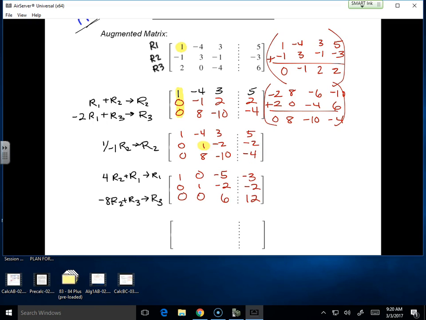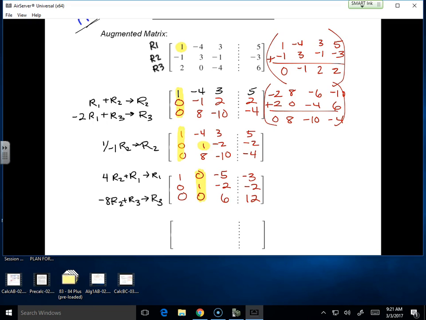-8 times -2 is positive 16 minus 4, 12. Mental mathers, double check me. How are we doing? -8 times -2, 16 minus 10 is 6. -8 times -2, 16 minus 4 is 12. Good. Second column, how are these looking? He's looking great.